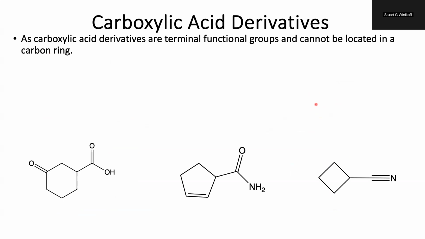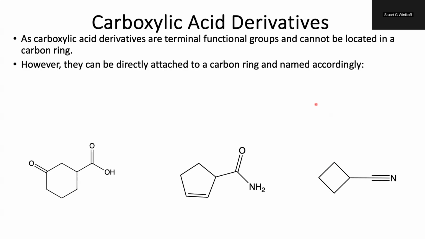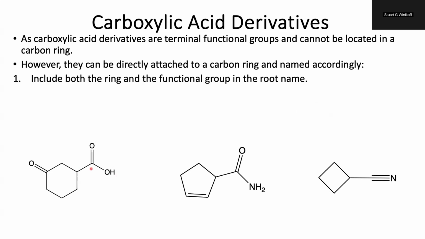One of the big things is that, as we're seeing, all of these carboxylic acid derivatives are terminal functional groups, meaning that I can't put a single one of them in the middle of a carbon ring. This means I'm going to, just like I had with aldehydes, have to have a different naming scheme. So if they are attached directly to the ring, we're going to have a different name for each one. So we're going to include both the name of the ring and the name of the functional group.